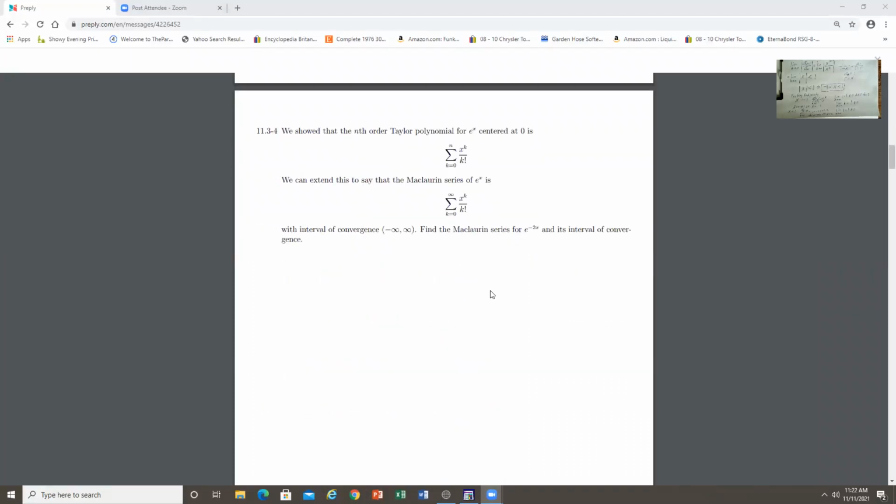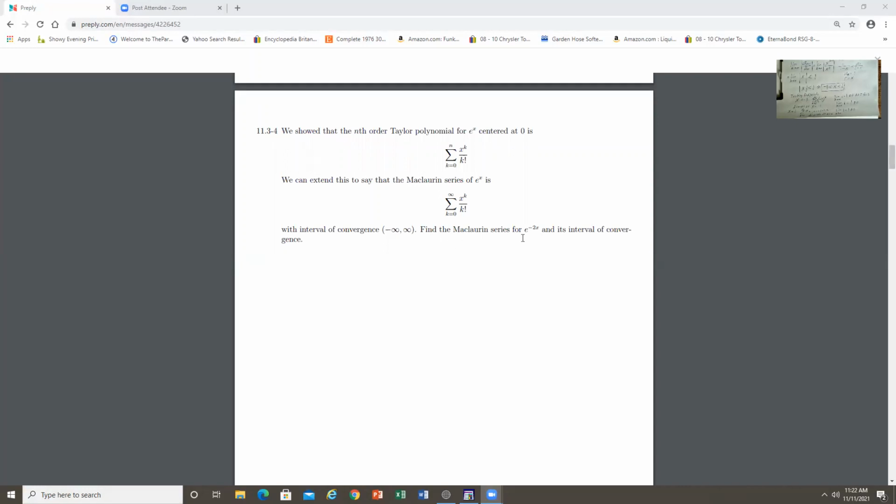Now this problem says, we showed that the nth order Taylor polynomial for e to the x centered at 0 is this. We can extend this to say that the Maclaurin series of e to the x therefore is the same thing, with interval of convergence of all real numbers. I think I showed you this in the past. This is the power series expansion of e to the x power.